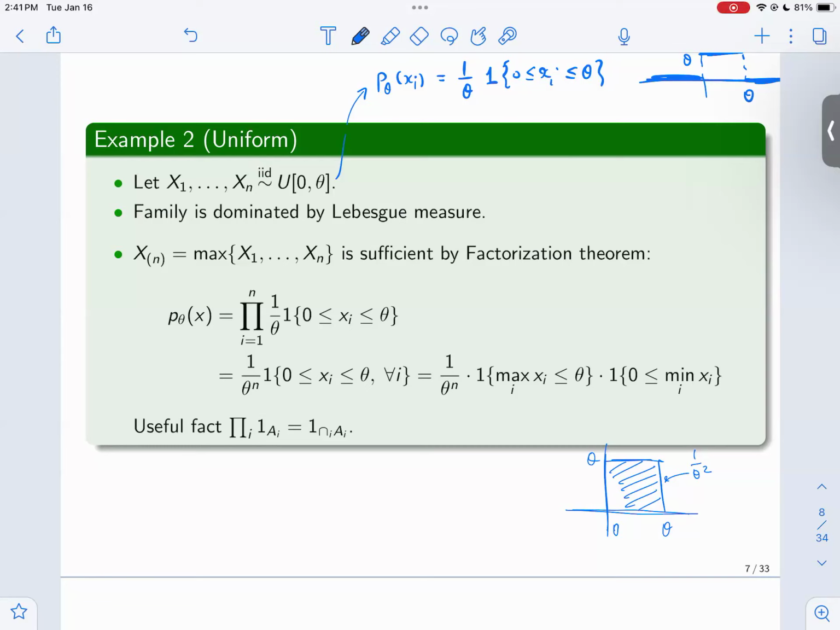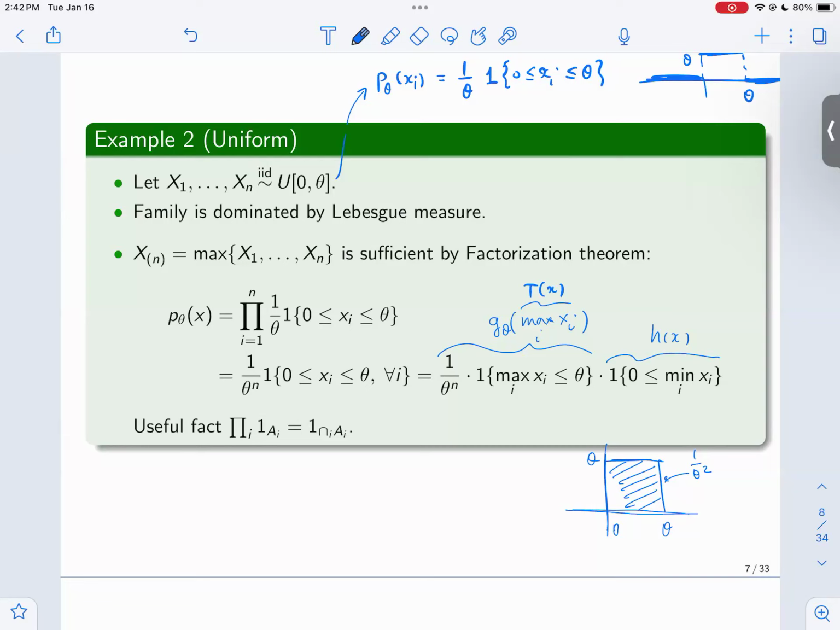And you can see the way that I wrote this is nicely factorized into a component which depends on theta, and a component that doesn't depend on theta. So now I can call this h of x, and I can call this g theta of max xi, which is really our statistic. So that's our T of x: T of x is the maximum of the xi's. This part only depends on the data through the maximum. So the part of the density that depends on theta only depends on the data through this transformation. So by the factorization theorem, the maximum has to be sufficient. It's very easy, very straightforward, as long as you can write down the density and factorize it.